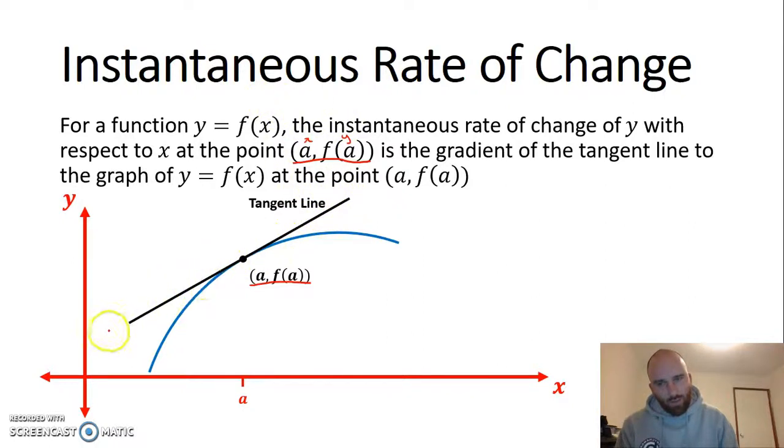It's a line that just runs parallel to that particular location's gradient at that exact point in time. Okay, and that's what we're trying to find, that tangent line. How do we find that? How do we generate that?